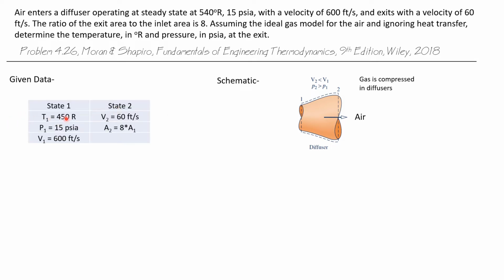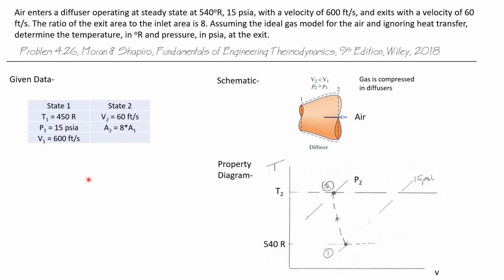The given data is that T1 is 540 degrees R, P1 is 15 psi, and V1 is 600 feet per second. Now at state 2, the velocity is much less, at 60 feet per second. And we're told that the area at the exit is 8 times as large as the area at the inlet.